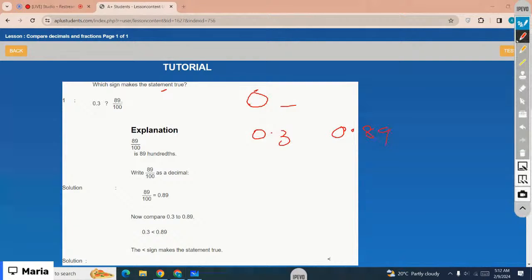Now you have to compare. 0.3, just look at the first digit, 0.3 and 0.8. 0.3 is less than 0.89. Got it? 0.3 is less than 0.89.